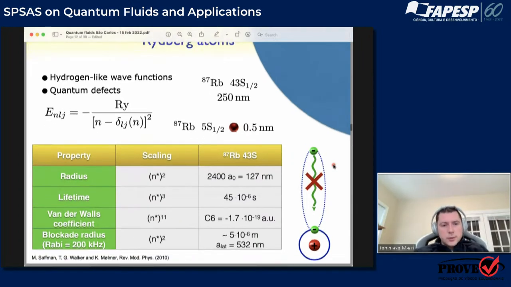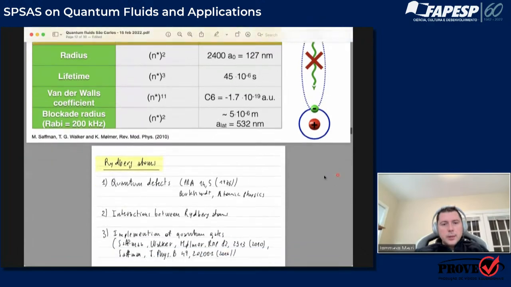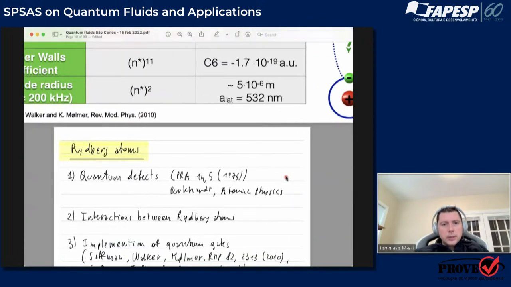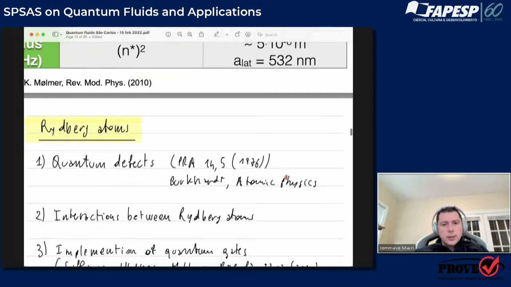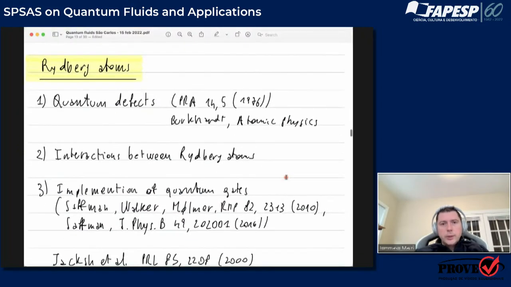For this, of course, there are several reviews. If you want to have a look, I just recommend this classic review by Saffman, Walker, and Mølmer. Now, let me try to justify a little bit more why Rydberg atoms behave in this exotic way. I go back to my notes, and I want to try to convince you that all these features can be understood via some simple semi-classical arguments.